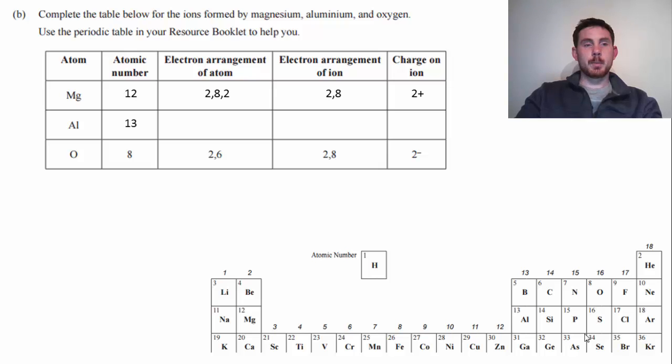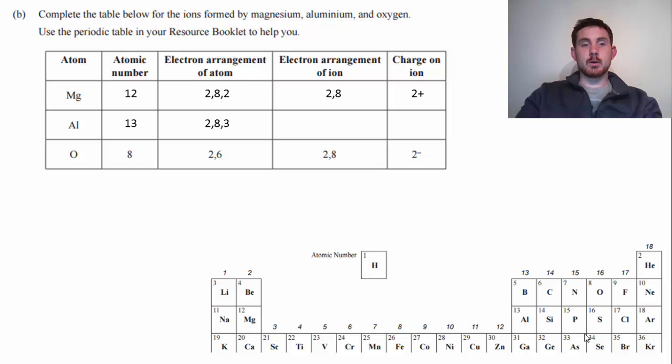On to aluminium. So we know the atomic number is 13. So as an atom, it's going to have 13 protons and 13 electrons. And so we need to fill the electron shells with those 13. First shell will have 2. The next one will have 8. That's accounted for 10 of the electrons, leaving us with 3 in the third shell.